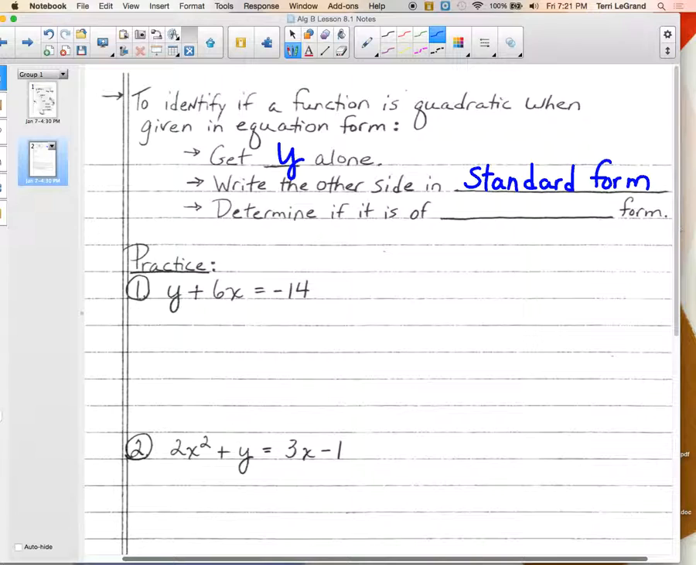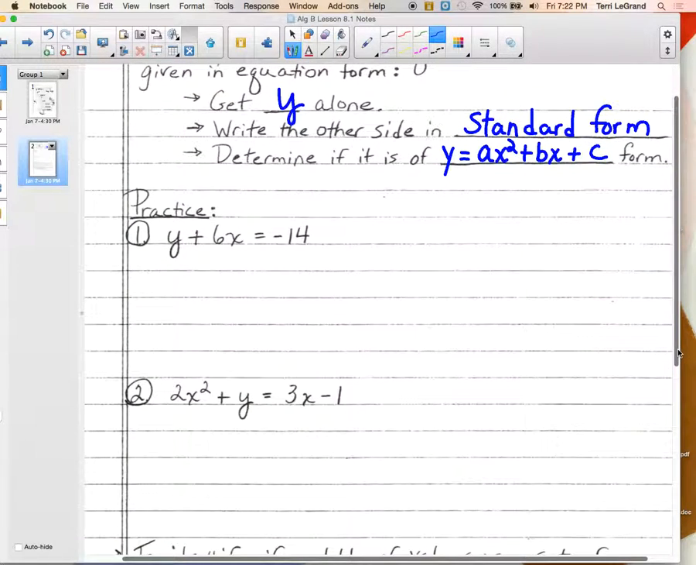And then we're going to decide if it is of the y equals ax squared plus bx plus c form, our quadratic form. And remember, it really only has to have the y and the x squared. It can have some x's and it can have a c, but it has to have the ax squared. Okay, so let's do some practice here. Number one, we're going to decide if this is a quadratic function or not. So we need y alone, first of all. y is over here, so we need to subtract 6x to get it alone.